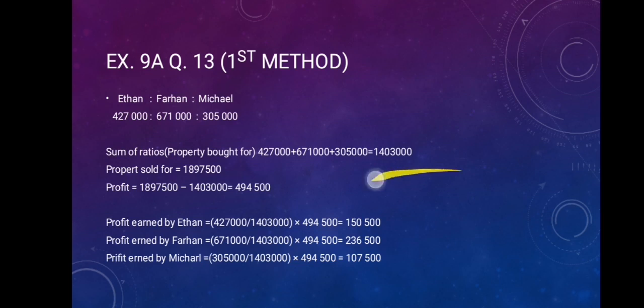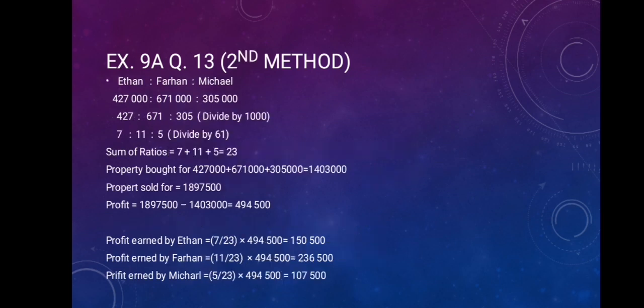Now, if you look at the next slide, the same question is solved here with the second method. Here I have simplified the ratio by cancelling the numbers, first by 1000 and then by 61, and then I have followed the same procedure which I followed in the previous slide. So you can also go by this second method. This is a self-explanatory slide. You can go through it and you will be able to understand. It will be your choice whether to follow the first method or the second. Both are similar, except that in this method we have first of all simplified their ratios.